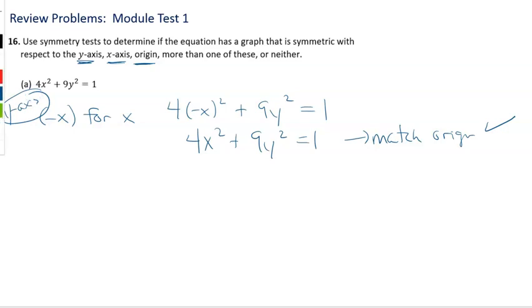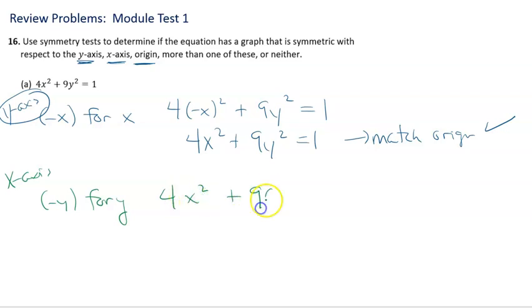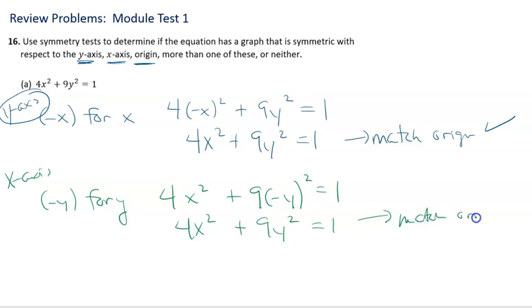Okay? Now let's try the next one, x-axis symmetry. To do x-axis symmetry, you plug in negative y for y. Notice it's the opposite one you plug in. So it's 4x squared, I'm not touching the x, plus 9 times negative y squared equals 1. When I simplify, that's 4x squared. Well, when you square a negative, it turns positive, plus 9y squared equals 1. Look, it matches the original again. When you do these symmetry tests, if it matches the original, it has that particular symmetry.